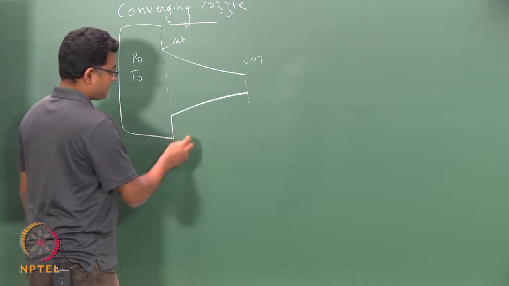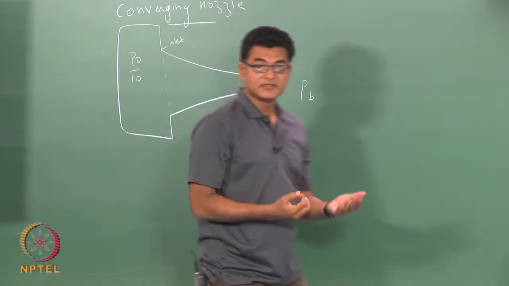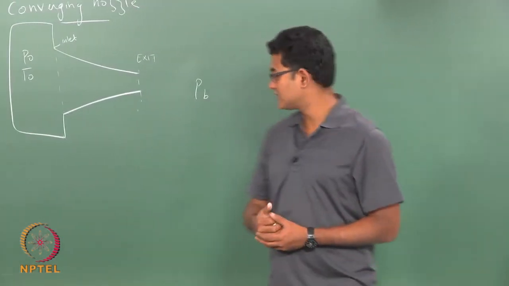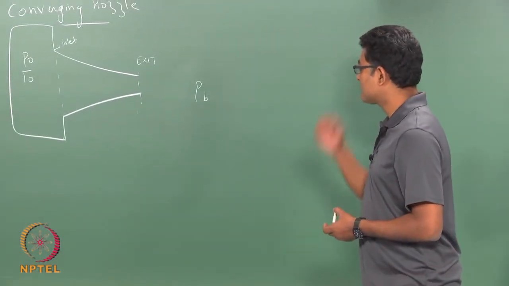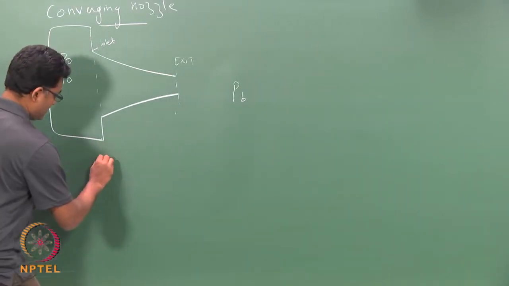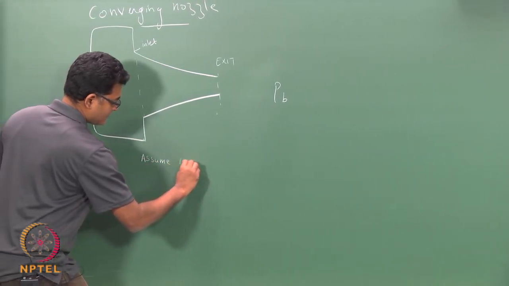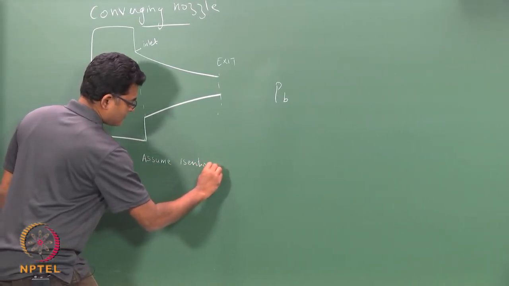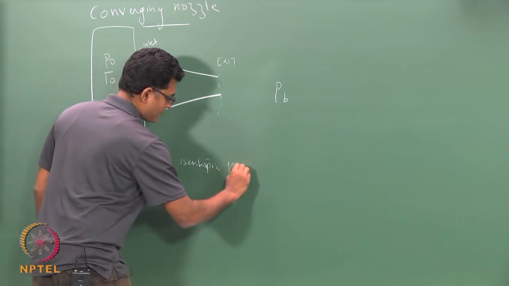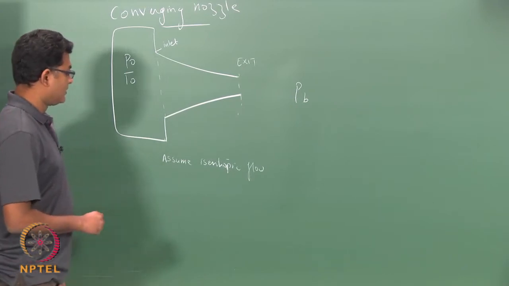The outside pressure is Pb, the back pressure Pb. I will assume isentropic flow. So, whatever we are going to derive is strictly within this assumption.